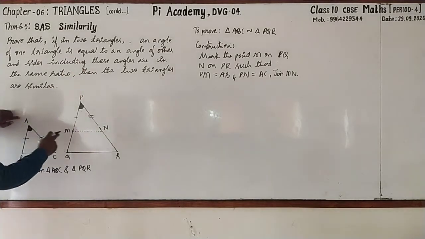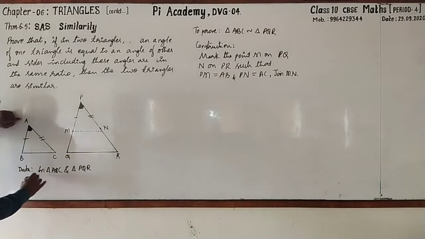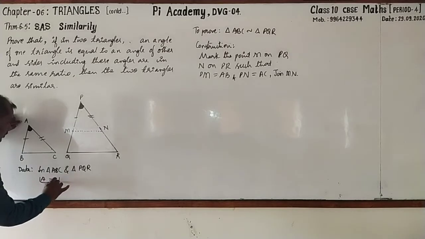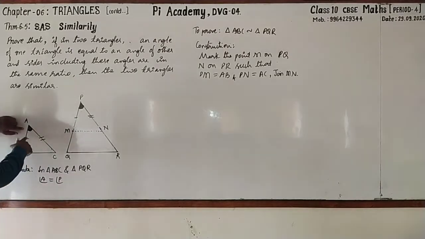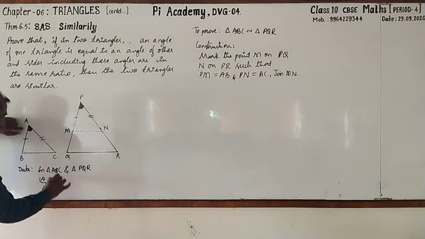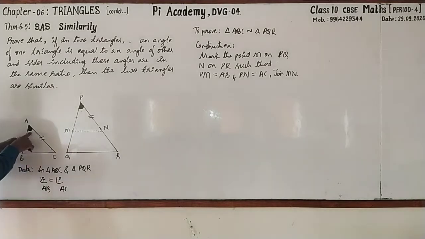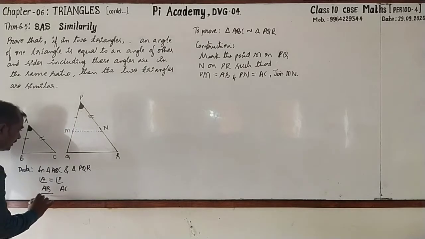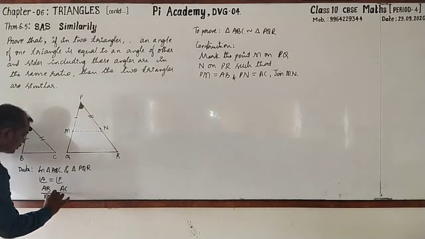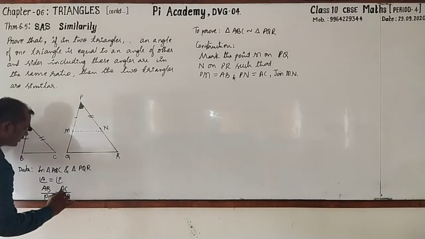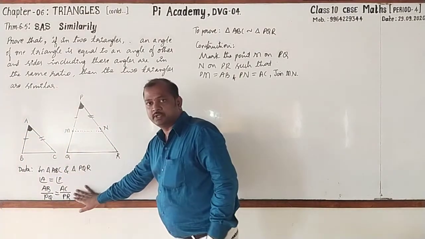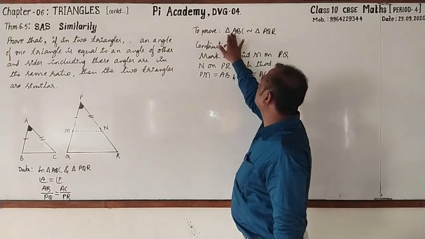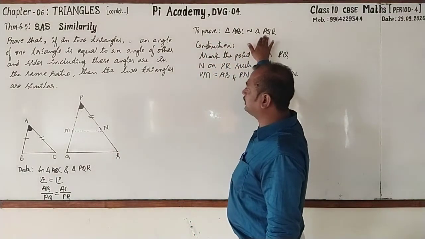Just observe. Here we have drawn two triangles ABC and PQR. In these two triangles, they have given that angle A is equal to angle P. Then the sides including these angles, AB and AC, include angle A. Then PQ and PR include angle P. So AB by PQ is equal to AC by PR. This much has been given. And using this we have to prove triangle ABC is similar to triangle PQR.